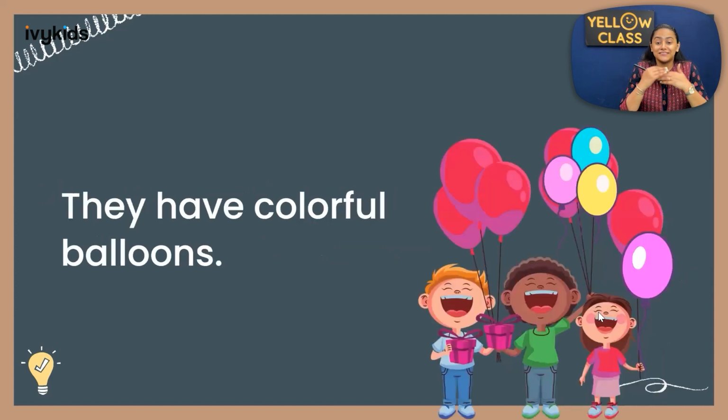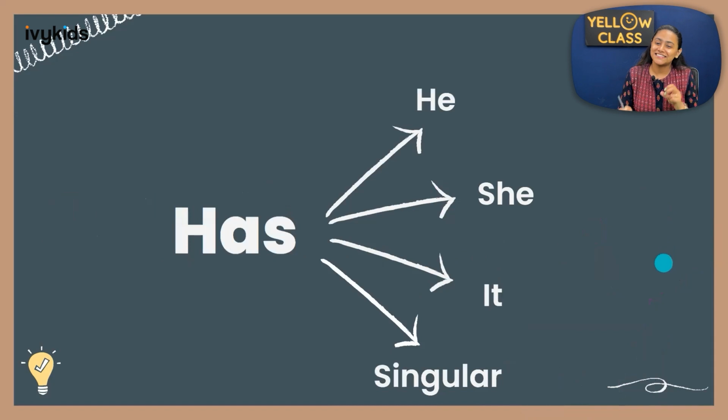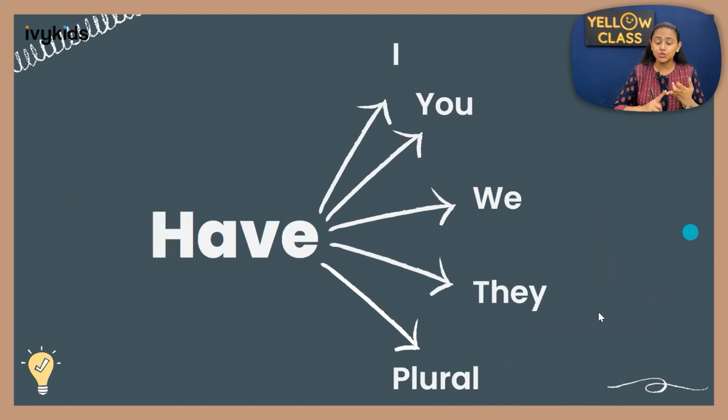They have colorful balloons. Oh my God. How many of you like balloons? I love balloons. Okay. Now, just a reminder to all of you, has is used with he, she, it or any singular person, place, animal or thing. And have is used with I, you, we, they or any plural person, place, animal or thing.